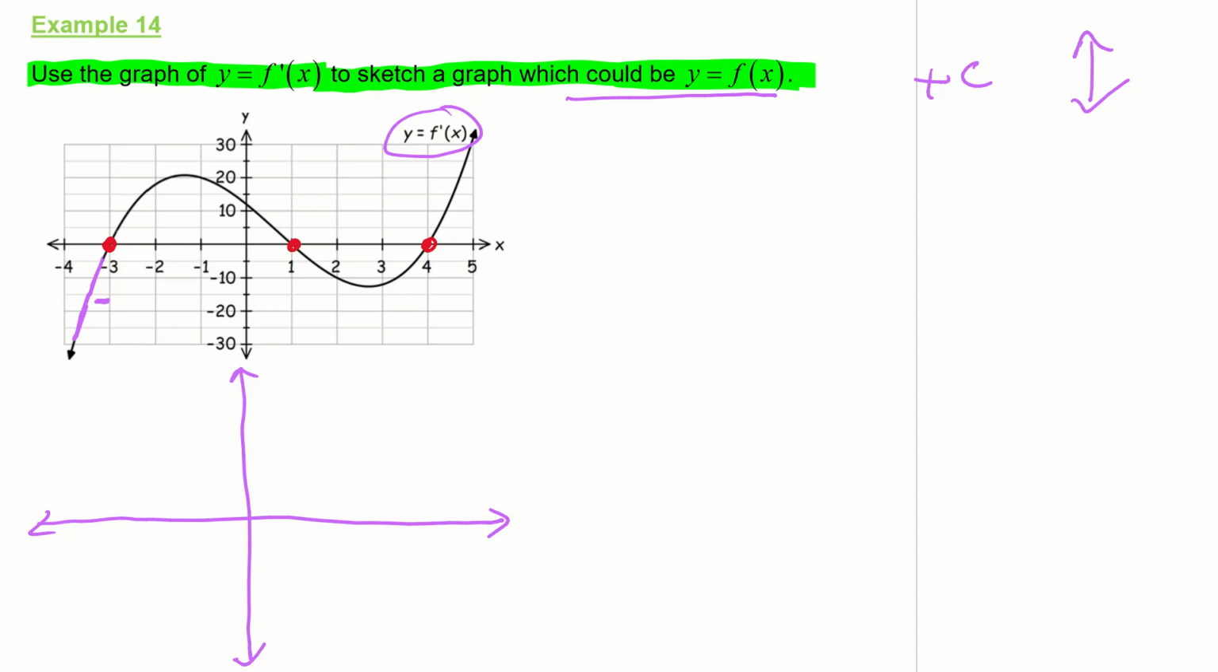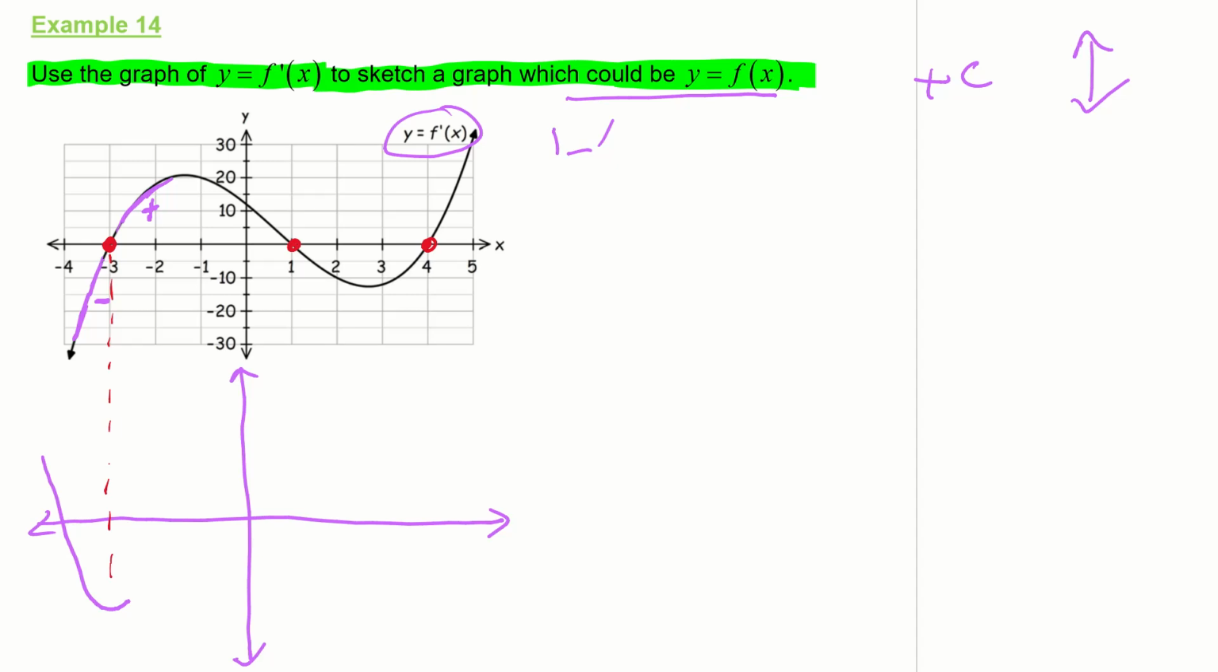And then it's above the axis, so positive, along this next section. So negative, 0, positive, that looks like we're going to have a minimum at this point. So let's just draw a minimum for now there.